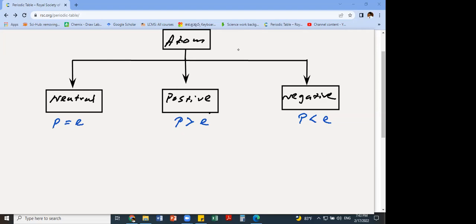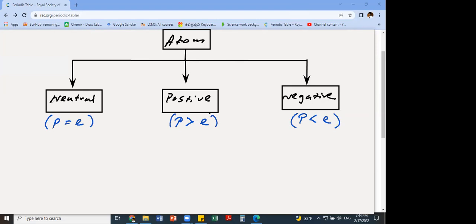Now I'll give an example. Okay, this is also very important. You can write down this under neutral one. This one has more protons. I will copy down, everyone. Please note down this. I'll give an example for this.